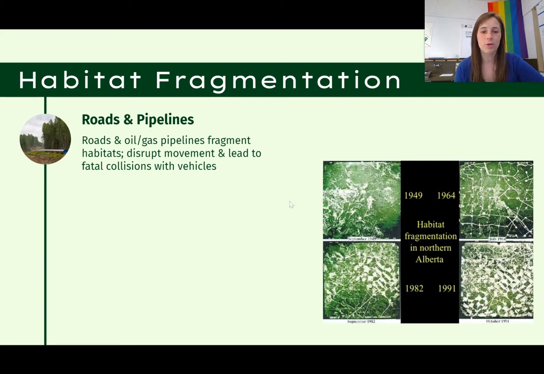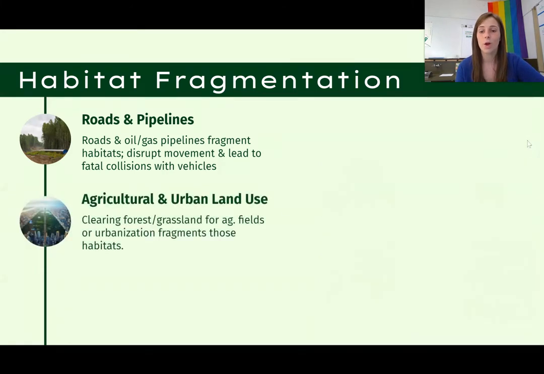And so in 1940, this is what it looked like. And we see some roads and then we see some urbanization. And then by the end of 1991, this is how fragmented that habitat is going to be. So this is what we're talking about with habitat fragmentation. Clearly, all the organisms that were living in this area are now having to deal with this. We also are going to have our agricultural and urban land use.